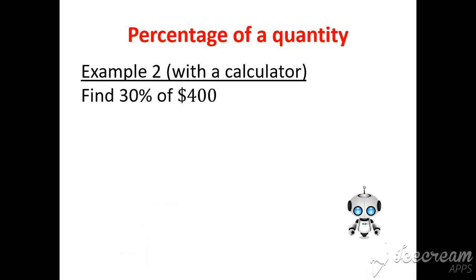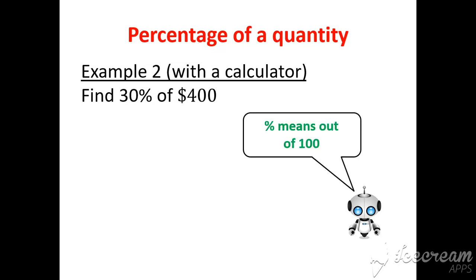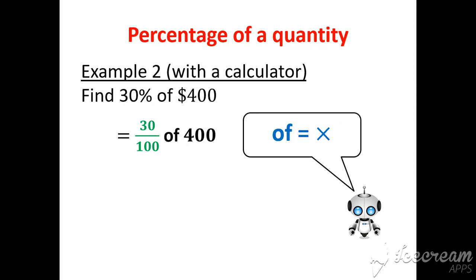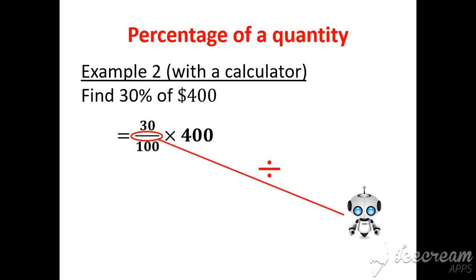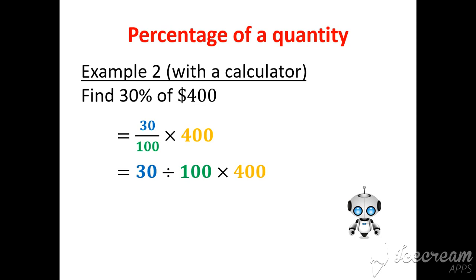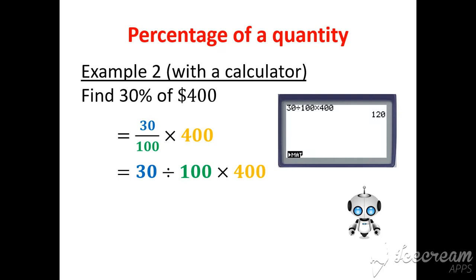Right, we're going to do exactly the same problem. Example 2, find 30% of 400. So percent means out of 100. So 30 out of 100 of 400. Of means to multiply or times. So 30 out of 100 times 400. And then just remember this fraction means divide. You know that. A fraction sign means divide. So we're going to go 30 divided by 100 multiplied by 400. So grab our calculator. 30 divided by 100 times 400 gives us $120.